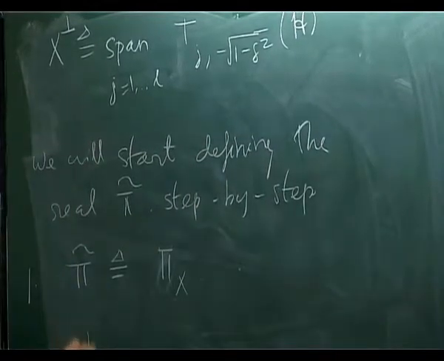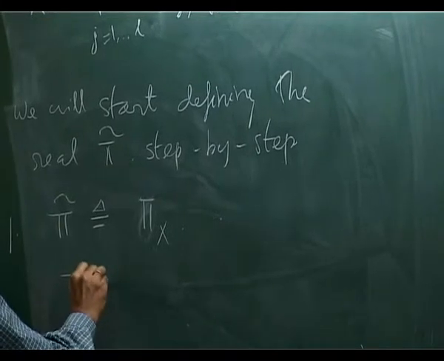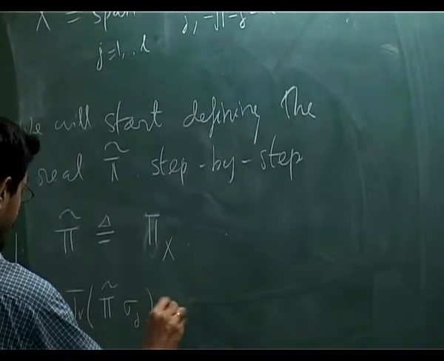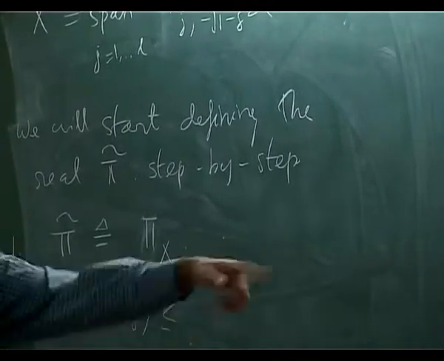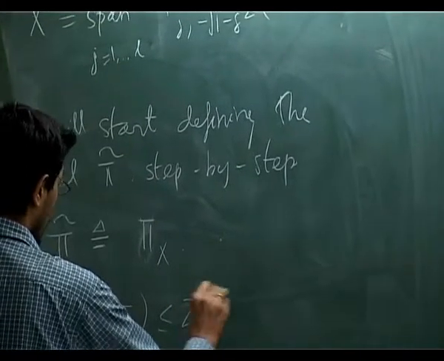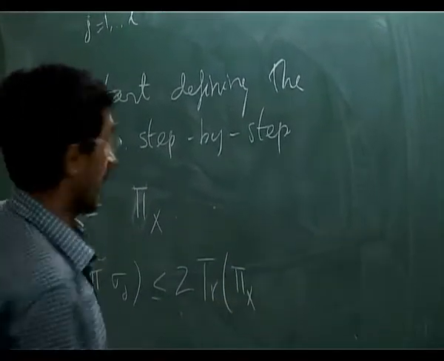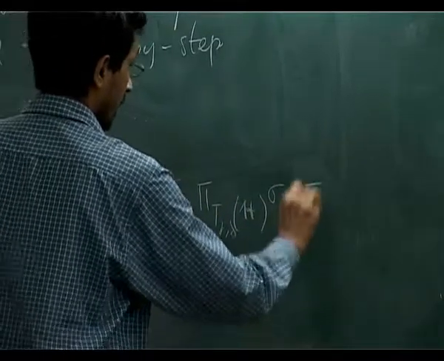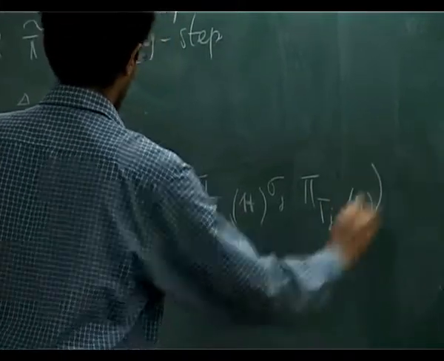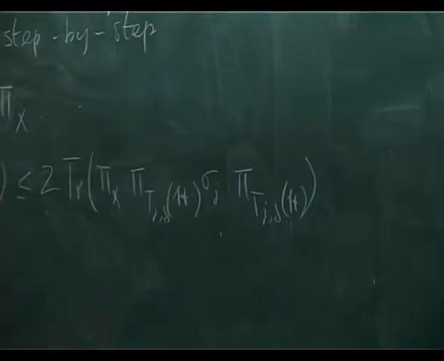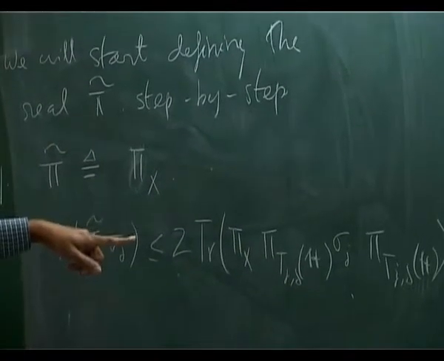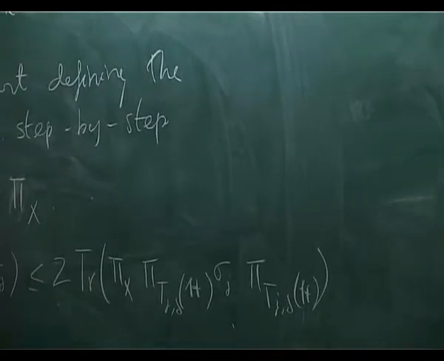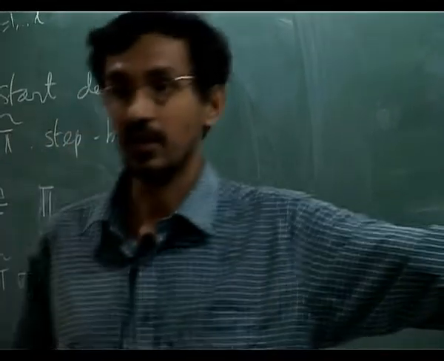So why is it any good if now we look at trace of pi tilde sigma j? Okay. So I can apply that operator inequality. It is less than twice trace of pi x and pi tj delta h sigma j pi tj delta h. This I get. There was the other term that I would get, but that other term is cancelled by pi x because of the construction. Okay, so I've got rid of the second ugly term. This is slightly tilted sigma j that I'm working with. Okay, so this is what gives the factor of 2 there, and henceforth there will be no more factors.